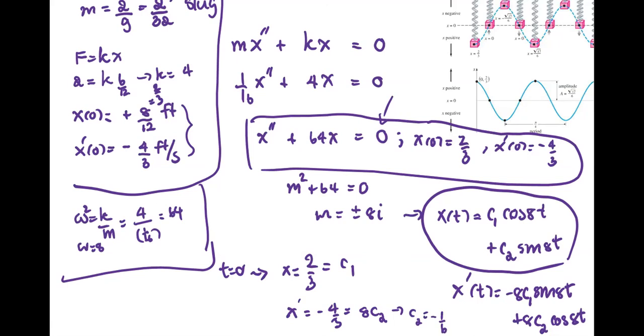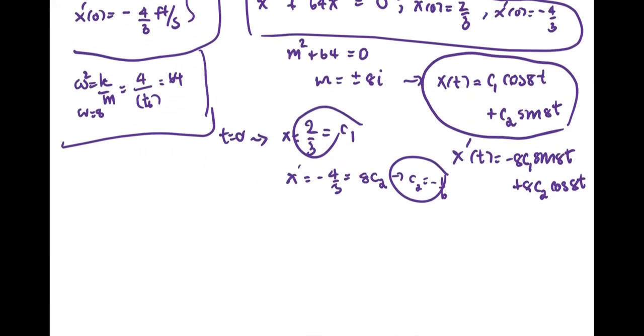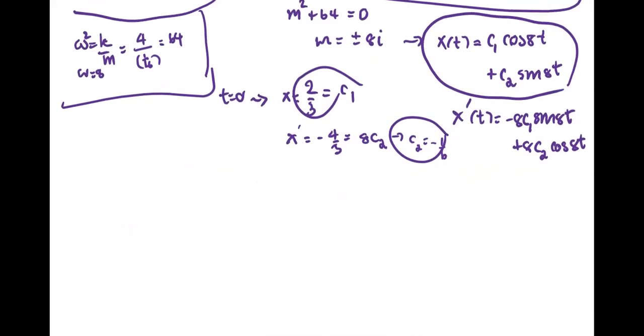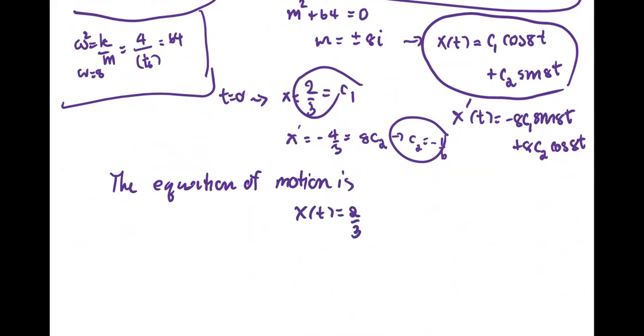Okay, negative 1 over 6. So we get two parameters, c1 as 2/3 and c2 as negative 1/6. So then the equation of motion is x at t equals 2 over 3 times cosine of 8t minus 1 over 6 times sine of 8t.